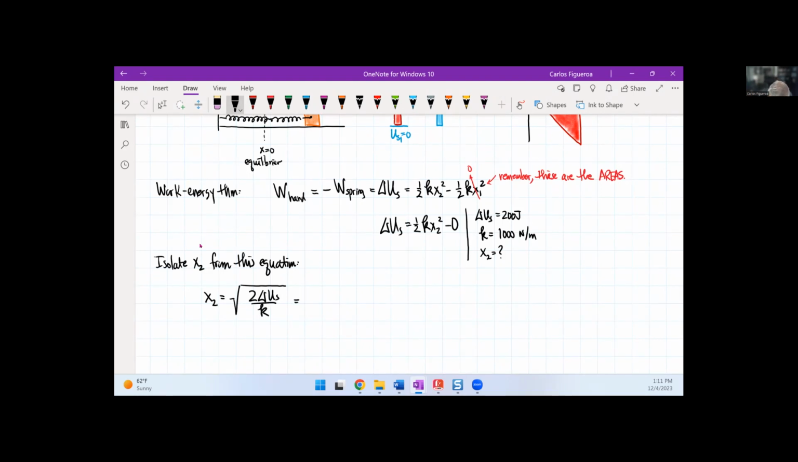So now if I just plug in my numbers, I'm going to get 2 times 200 joules, and then my spring constant is going to be 1,000 newtons per meter. And then I have to take the square root of this. And when I compute that distance, I get 0.63 meters. And that's the distance of x2.